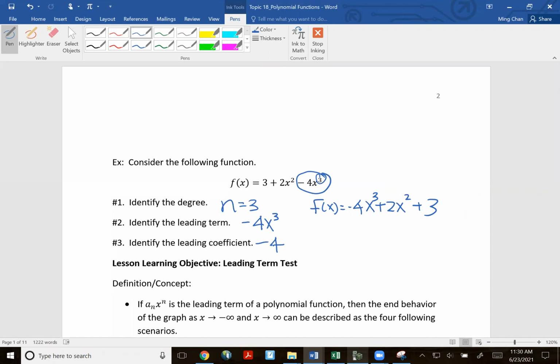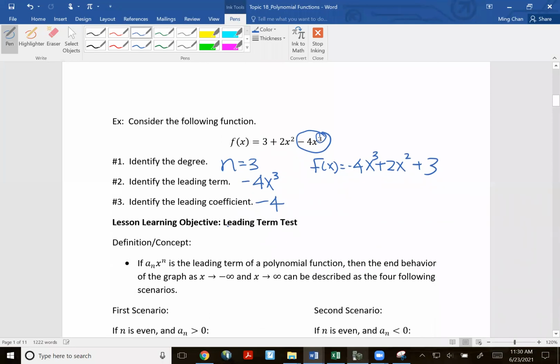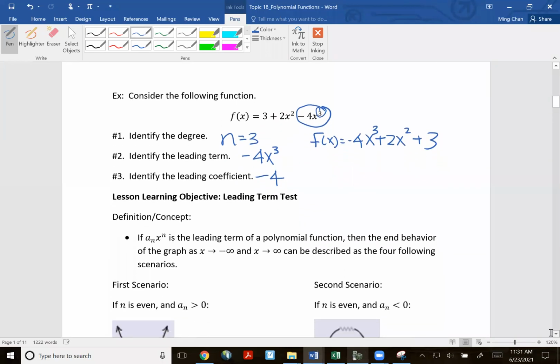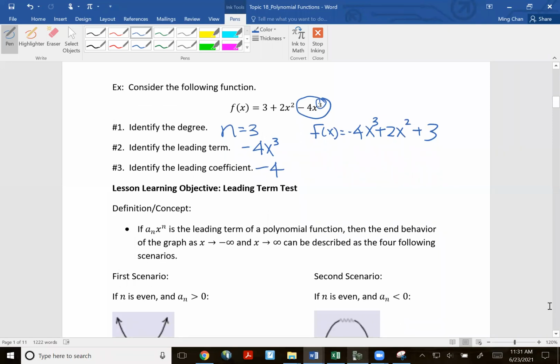So the next couple of things are about behaviors of these polynomial functions. The first one I want to show you is called the leading term test. If a sub n, x to the n is the leading term of a polynomial function, then the ending behavior of that graph, you know how you keep on going up, up, up, on both sides, those are called the ending behavior, as x keeps going to negative infinity and as x goes to positive infinity.